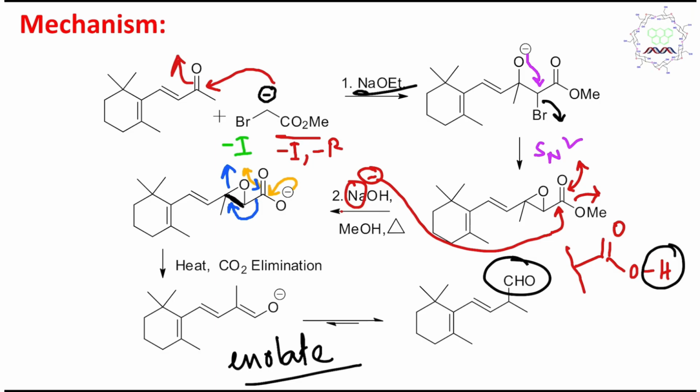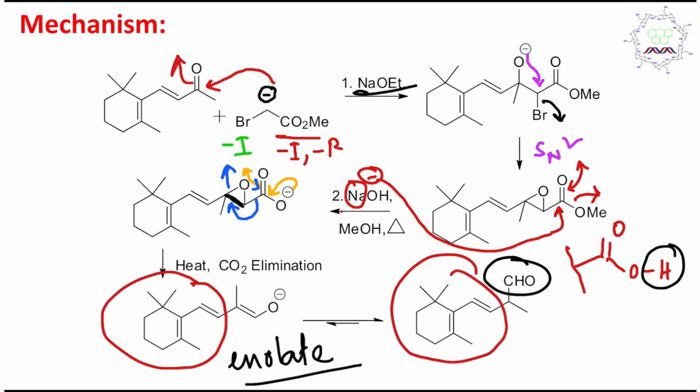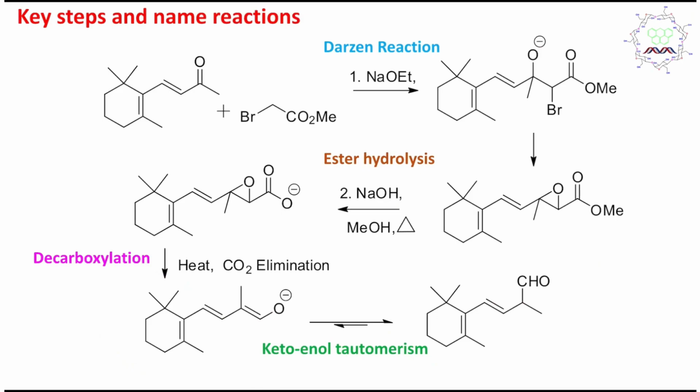Now here one part, just count the carbon. So this part, if you keep intact, after that how many? Actually 3 carbon. One is methyl, this is methyl, and another is aldehyde attached to this central carbon. So this is exactly the same. So what is the product? This is the product, and what are the key steps and name reaction associated here?